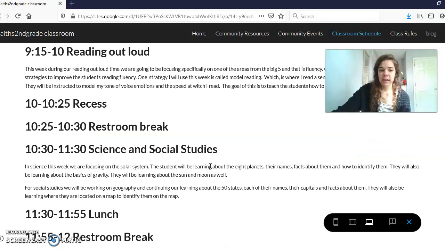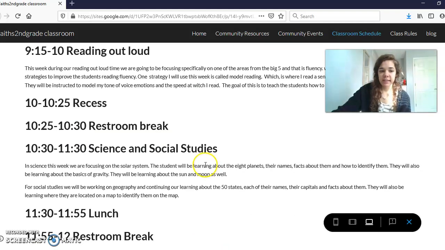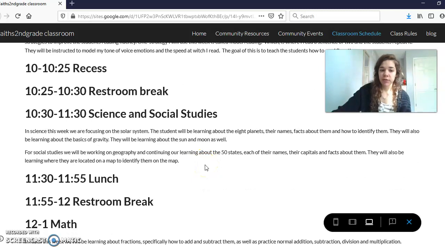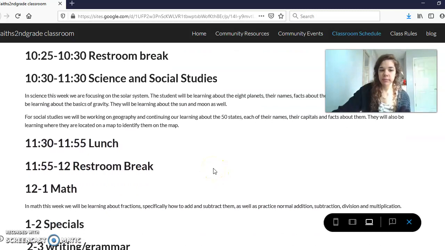Next is 10 to 10:25 is recess, and 10:25 to 10:30 is a restroom break. 10:30 to 11:30 is science and social studies. For science, we're going to be focusing on the solar system. Students are going to be learning about the 8 planets, their names, things about how to identify them, and also they're going to be learning about the basics of gravity and how it works. They're also going to be learning about the sun and moon and facts about them as well.